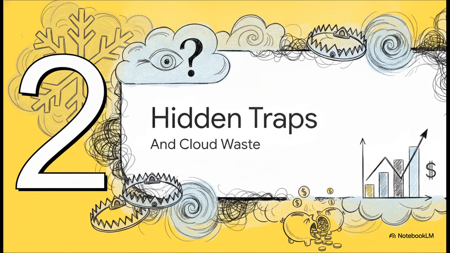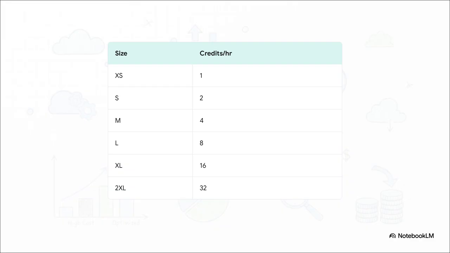Moving on to part 2, hidden traps and cloud waste. And this brilliantly illustrates where things go wrong. It's time to identify the primary suspects causing those massive budget overruns. You'll see Snowflake's virtual warehouses range from extra small all the way up to massive multi-X large sizes. But notice how the credits consumed per hour scale geometrically. An extra small is 1 credit an hour, a small is 2, a medium is 4, and a large is 8.